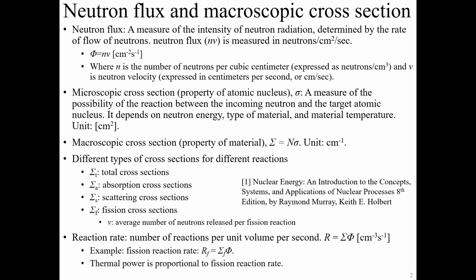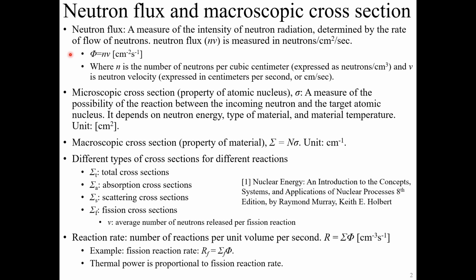The neutron flux is a measure of the intensity of the neutron radiation. It is defined as N times V. The N is the number of neutrons per cubic centimeter, which is the neutron density, and the V is the average neutron velocity. So N times V will give you the flux unit, that is number of neutrons per square centimeter per second. Again, the neutron flux is the unknown we are trying to solve.